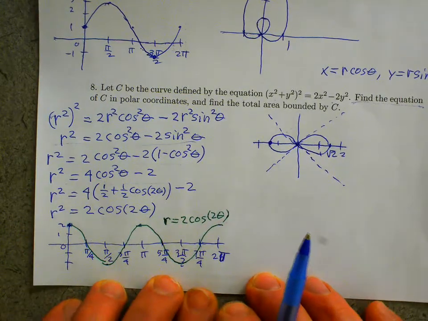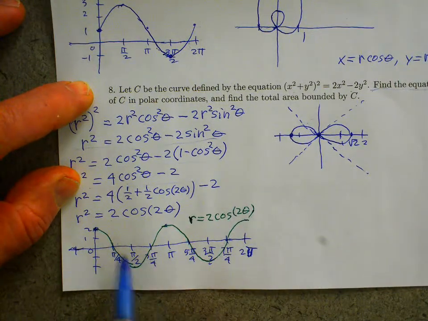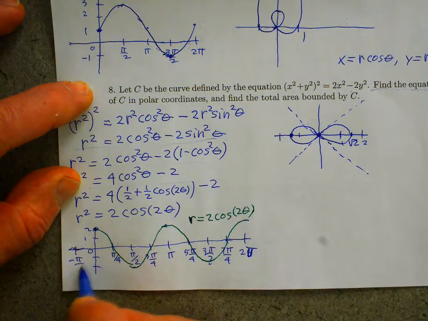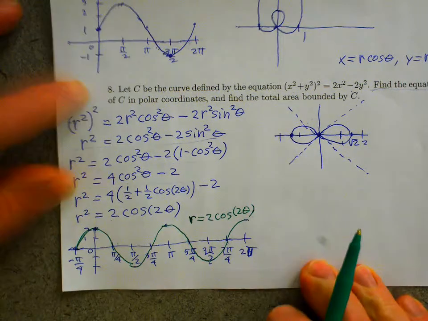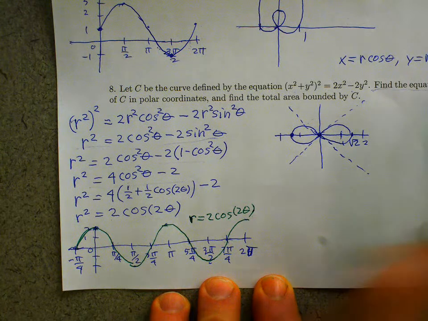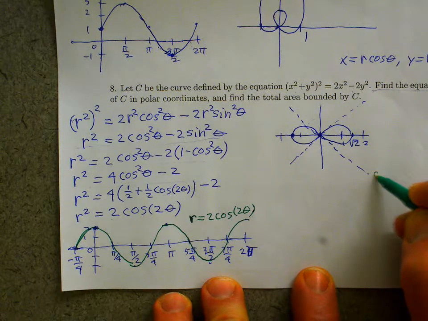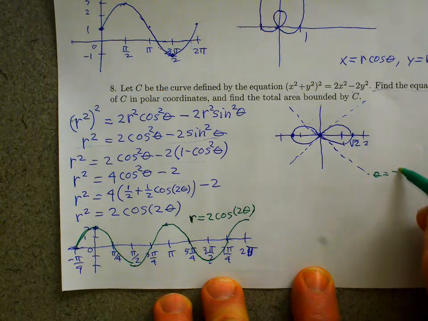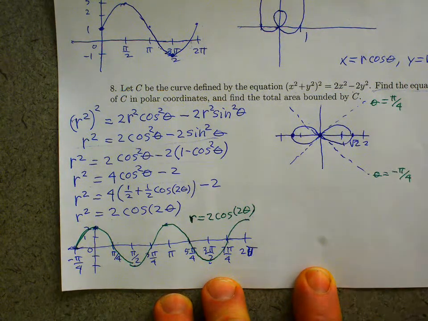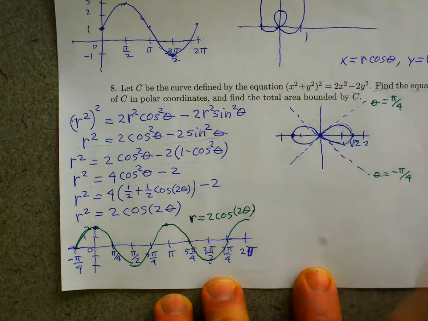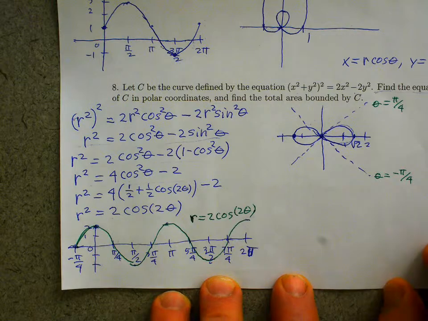Notice what we can do. I don't really have a lot of room. I might be able to squeeze it in over here. If we go in the negative direction for theta, negative pi over 4, we can extend the graph in that direction. And so if we want to find the area that's enclosed by that curve, we can integrate between theta equals negative pi over 4 and theta equals pi over 4. If we do that, that will give us the area of this first loop, but the area of the second loop is the same as the area of the first loop. So we'll just multiply the integrand by 2.